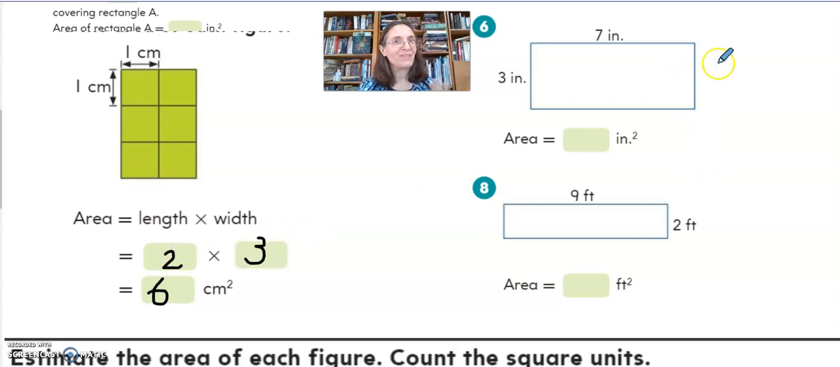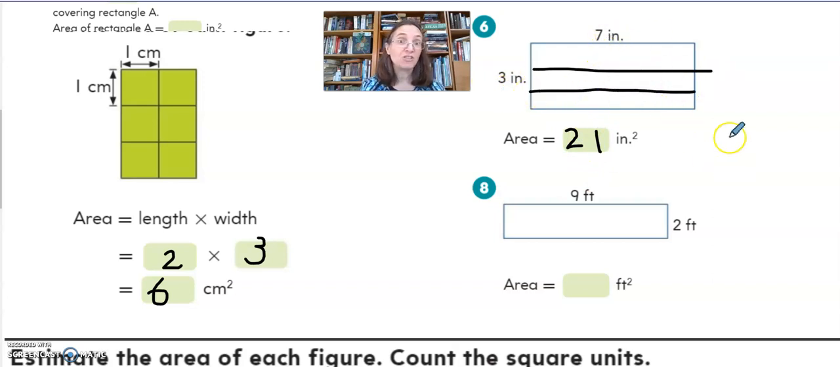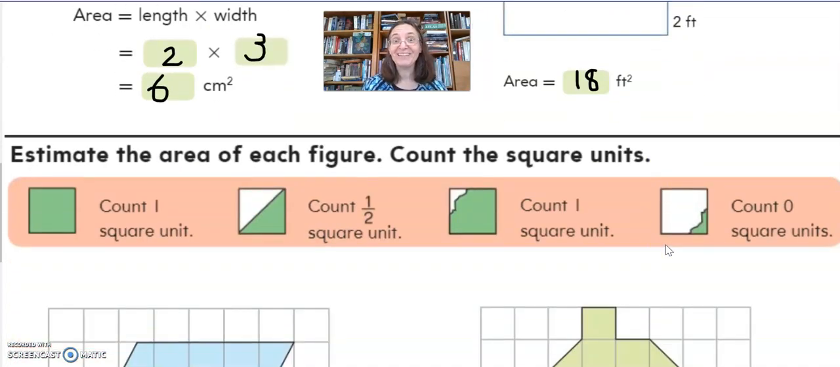On this one again, they're being a little bit more abstract. 3 times 7 is 21. And that's because there are 3 rows and they each have 7 1-inch squares in them. Ooh, this one has 9 rows of 2 squares in square feet. So 9 times 2 is 18. And here we see all of your multiplication coming together with area models, coming together with geometry.